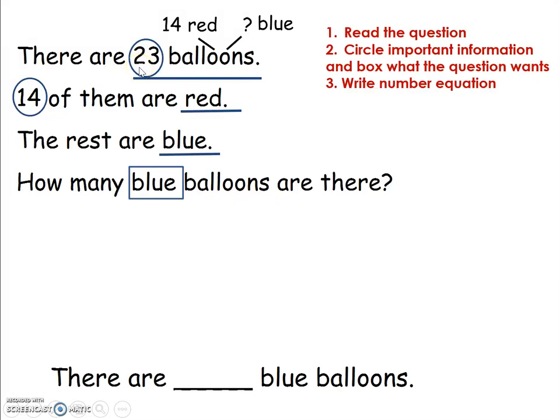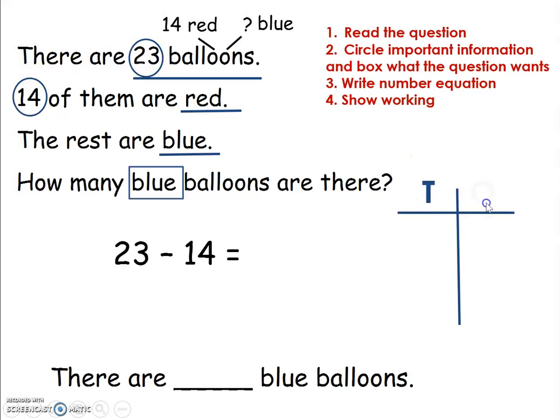So 23 take away 14 gives me this. This is my number equation. This is too big for me to count backwards, so I am going to show my working. 10s on this side, 1s on this side. 23 is 2 10s, 3 1s, minus 14. 14 is 1 10, 4 1s, equals.